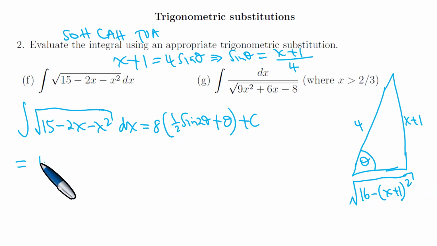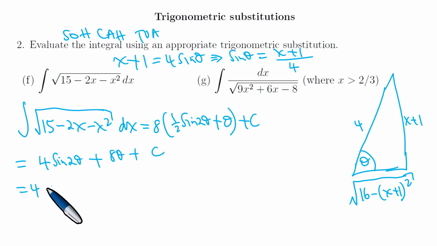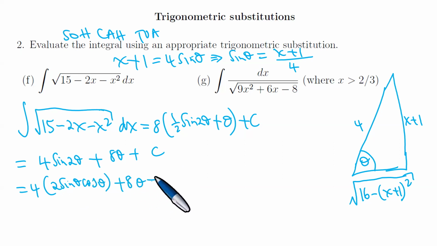Half of 8 is 4 sine 2 theta plus 8 theta plus c. Okay, what is sine 2 theta? It is 2 sine theta cosine theta. 4 times 2 is 8, then 8 theta plus c. What is the sine of theta? Yeah, sine theta is x plus 1, excuse me, out of 4.